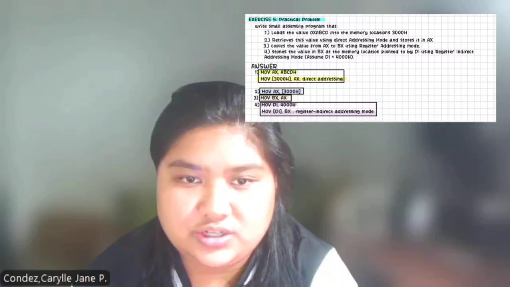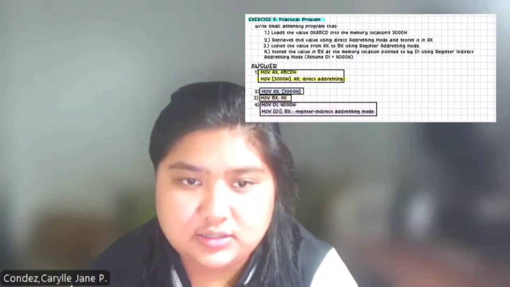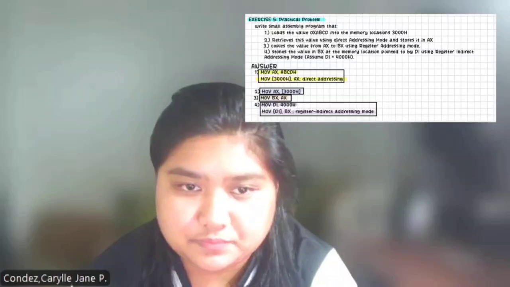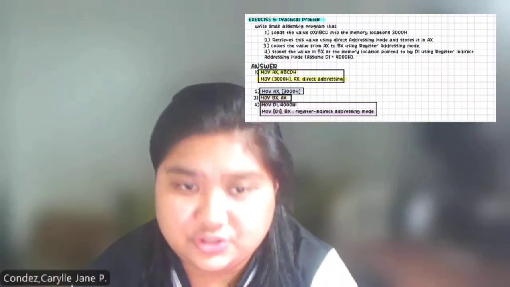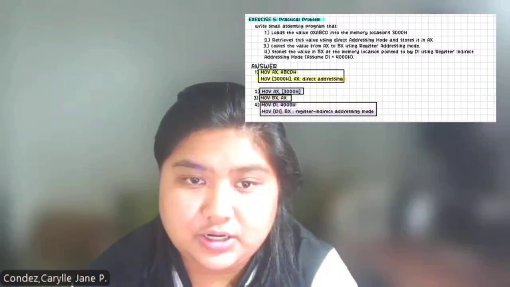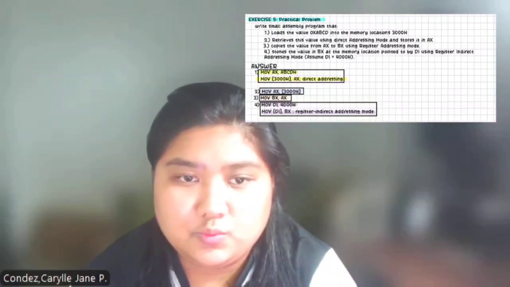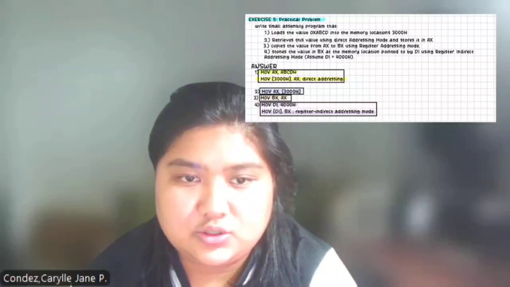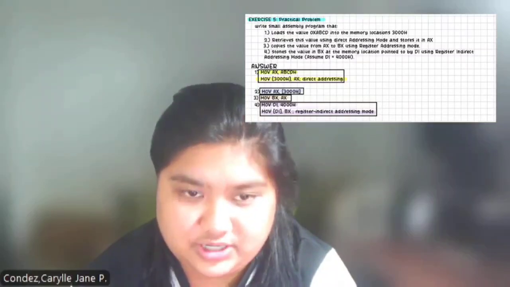So step 2, retrieve the value back to AX. So move AX, open close bracket 3000H. Again, this is direct addressing. So for step 3, copy AX to BX using register mode. So move BX, AX. So both operands are registers, so this is register addressing.